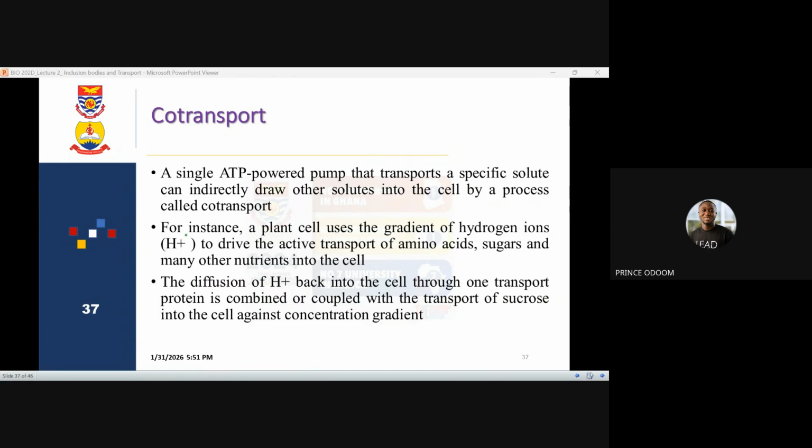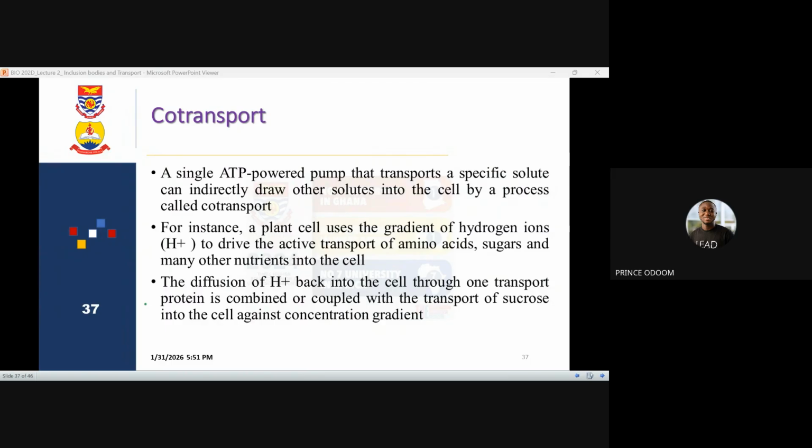When you are able to move one molecule, you end up actively transporting other molecules into the cell as well. So for instance, a plant cell uses the gradient of hydrogen ions to drive the active transport of amino acids, sugars, and many other nutrients into the cell. So just by difference in concentration of hydrogen ions, other molecules are being driven into the cell.